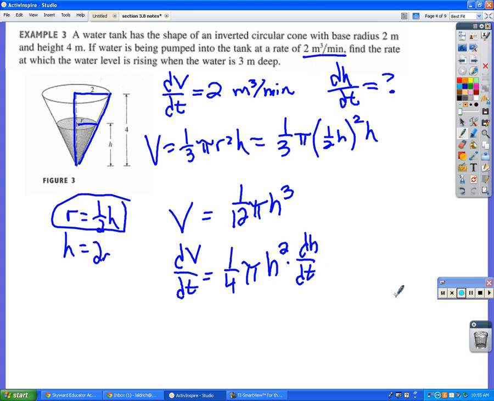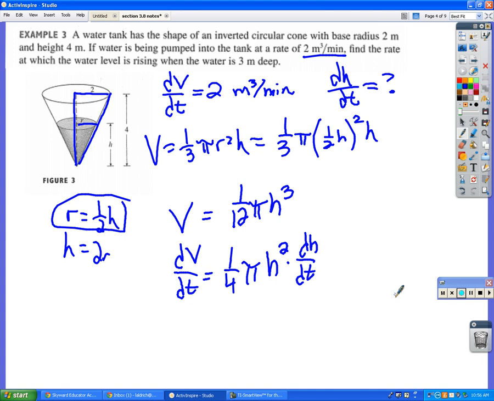Okay, so while I unconfuse Taylor, will the rest of you plug in what you know for dV/dt and for h, and use that to solve for dh/dt? What are you confused about? Oh, just kidding. I understand people do the same thing. What is it?